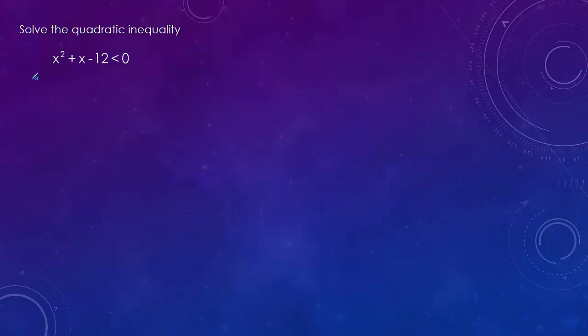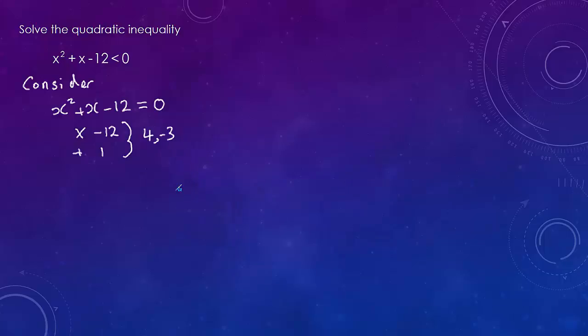0. So start by considering the equation. So we're going to consider x squared plus x minus 12 is equal to 0. If we want to factorize this, we want numbers that multiply to give negative 12 and add to give positive 1. So 4 and negative 3 would do this.